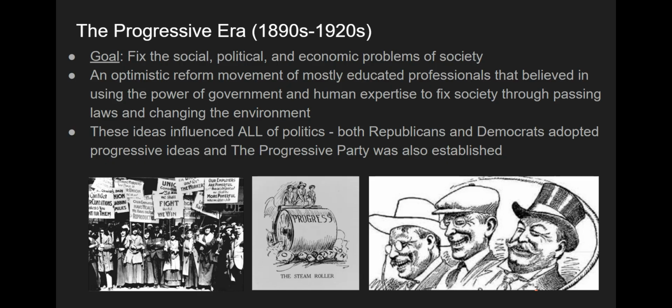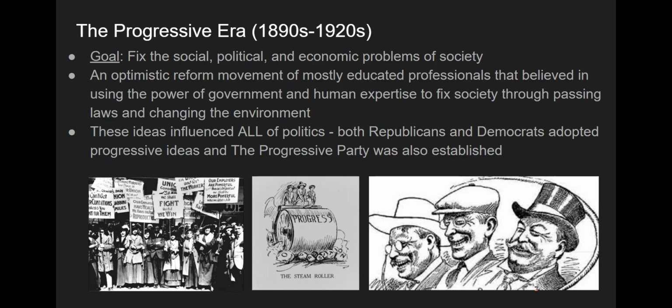The people who are involved are mostly educated professionals, and they believed in trying to use the power of government and the power of human expertise, the scientific method, understanding how things work to fix society by passing laws and changing the environment. So they're trying to take scientific solutions to problems and passing lots of legislation to get things done. These ideas influenced all of politics.